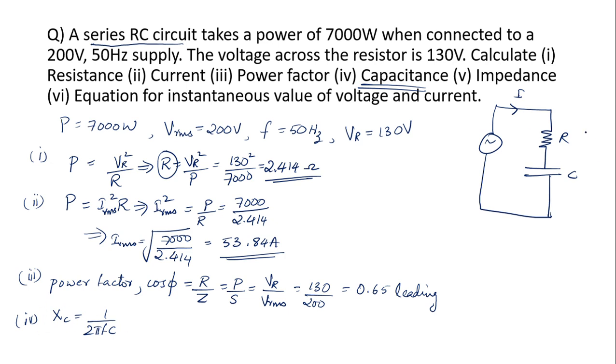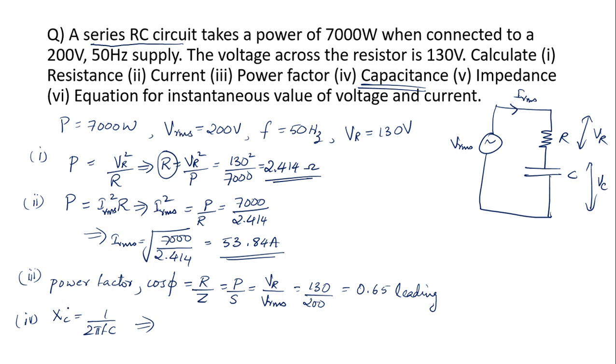Now, if you look at this particular circuit, you are already given the voltage across the resistor, VR, and you know the RMS voltage. So you can find out the voltage across the capacitance if you know VRMS and VR. And apart from that, you see this current flowing over here is IRMS, so the voltage across the capacitor will be IRMS into XC.